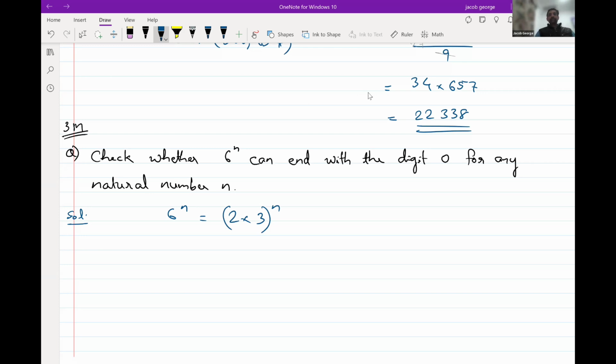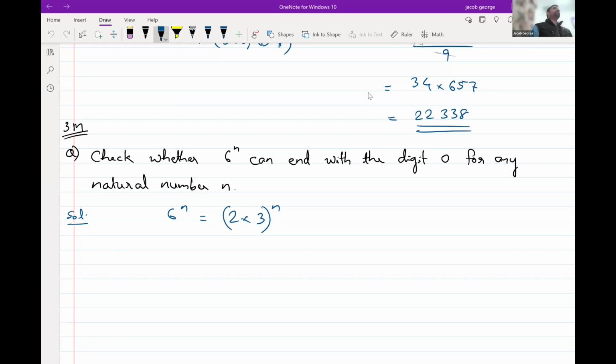Then, wait, don't write. The number 6 raised to n would end with the digit 0 if it is divisible by what? What type of number ends with the digit 0? Divisible by?